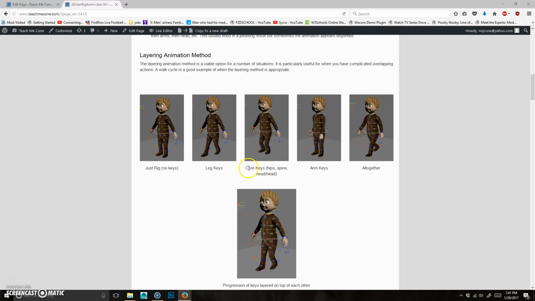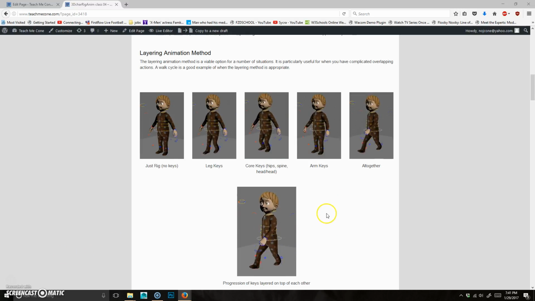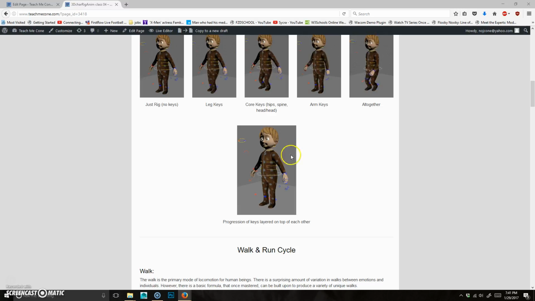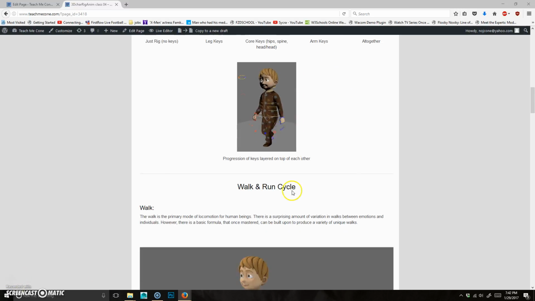Then you might animate another section. In this case, I'm animating the core. Then in the third, I might animate the arms, and then I put them all together, okay? So the idea is that you animate one chunk at a time in order to complete an animation, fine tuning each individual section. Walk cycles generally work pretty well with that, and run cycles and things. So as you can see here, okay.